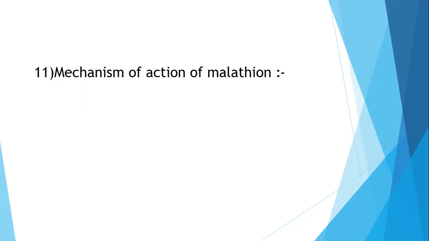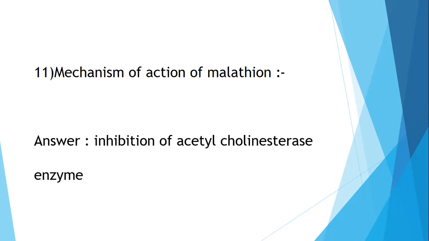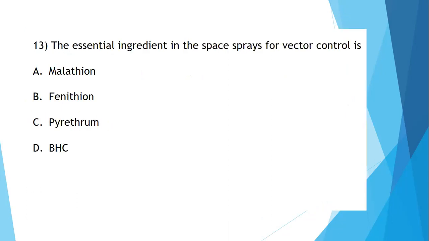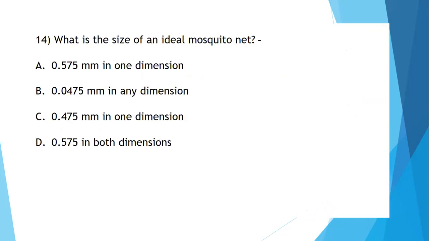Mechanism of action of malathion. It is an organophosphate compound, inhibits the enzyme acetylcholinesterase. Under the insecticide treated bed nets program, insecticide used is deltamethrin. Option is D. The essential ingredient in the sprays for vector control, the sprays which we use frequently in our homes, is pyrethrum.